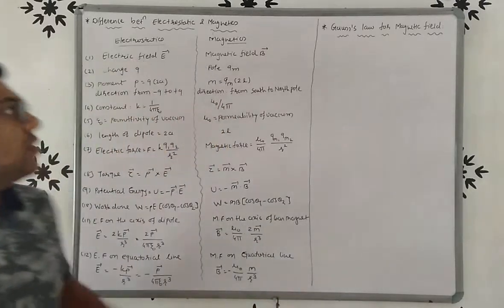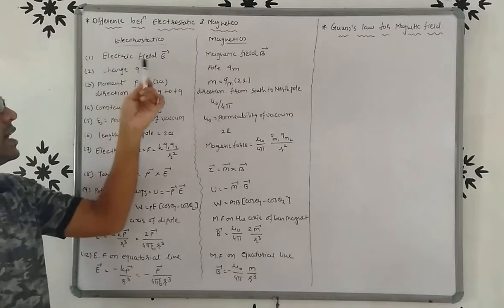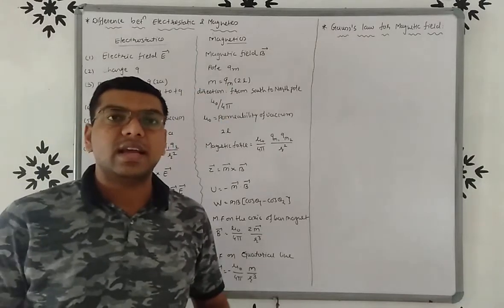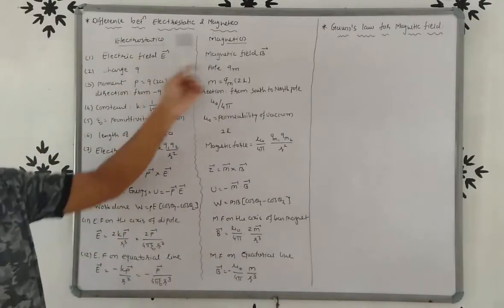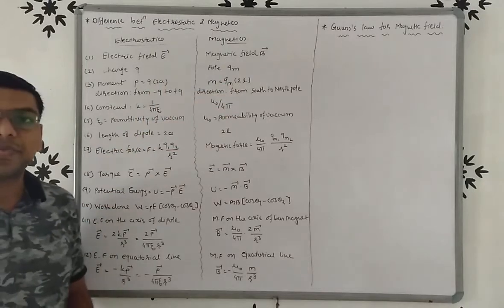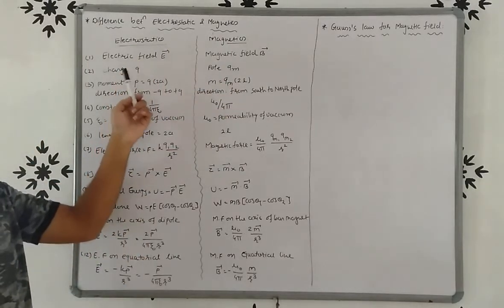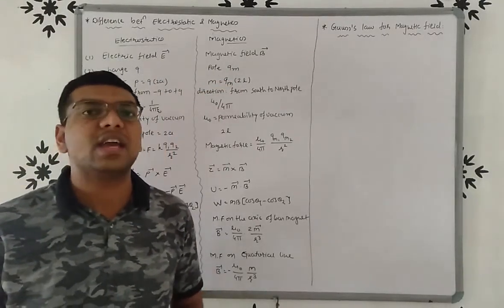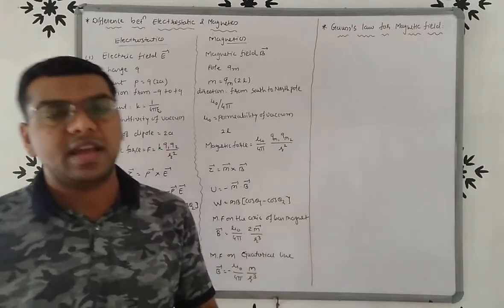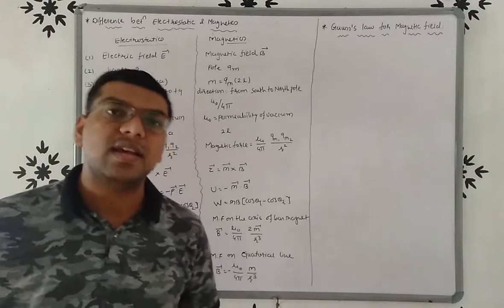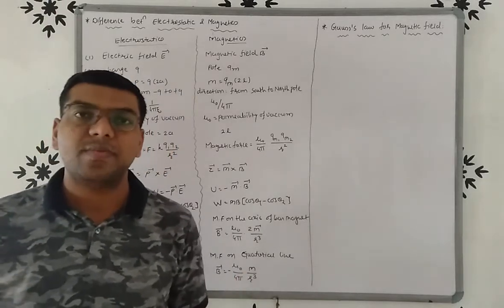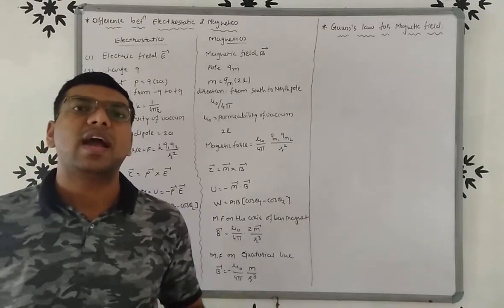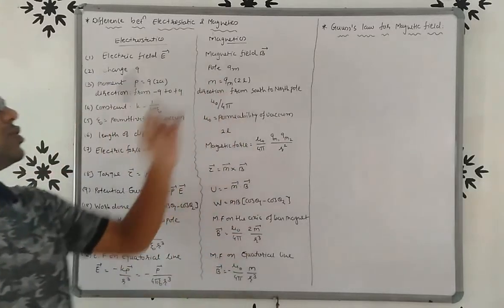Now friends, you already know in electrostatics there is an electric field, and for magnetics there is a magnetic field. Electric field is denoted by vector E and magnetic field by vector B. In electrostatics there is a charge Q, and in magnetics there is a pole denoted by Qm. So first point, in electrostatics there is electric field, in magnetics magnetic field. In electrostatics there is charge Q, and in magnetics there is pole Qm.